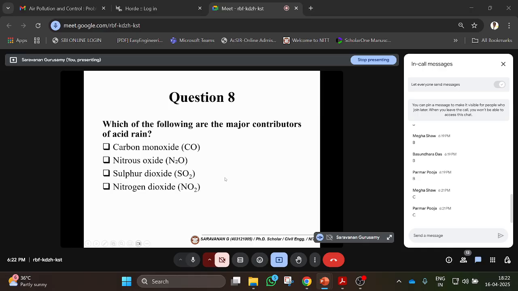Again, a multiple choice question. Which of the following are major contributors of acid rain? So acid rain, you may know, is H2SO4 and HNO3. So whatever multiple choice question, please think and answer. If there is a box, it will have one or more than one answer. So please think while answering. Otherwise it will not give you full marks. So please answer properly.